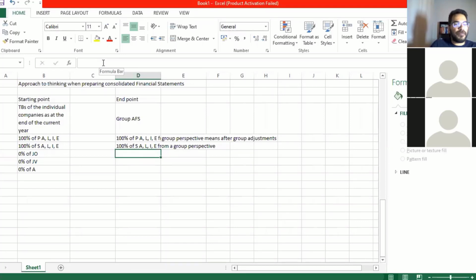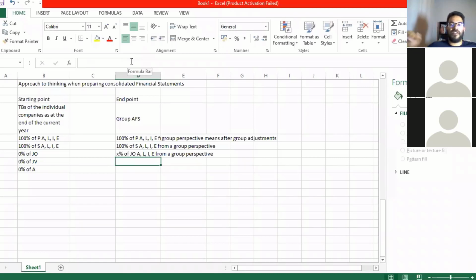Whereas for a joint operation, we apply partial consolidation. Partial consolidation means we want our percentage, so we want X percentage of the joint operation's assets, liabilities, income, and expenditure. Once again, this is from a group perspective. Now, with a joint operation, you generally want 50%.